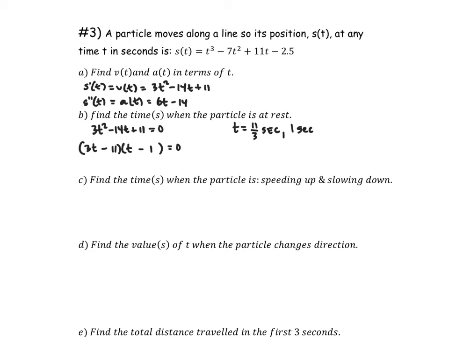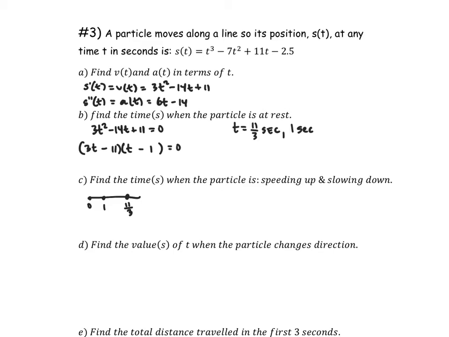So the particle could be heading to the left, pause and rest, and then head back to the right, or the other way around. So let's find the times when the particle is speeding up and slowing down. Okay, again, sign diagram analysis here. So v of t is equal to 0 at 1 and 11/3 seconds. Okay, we start at 0 clearly. So let's test a half.